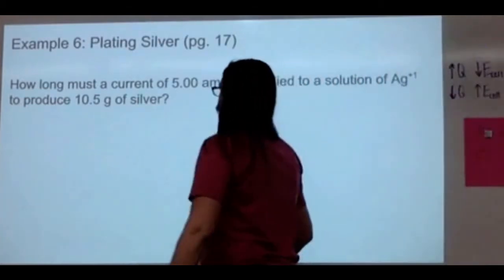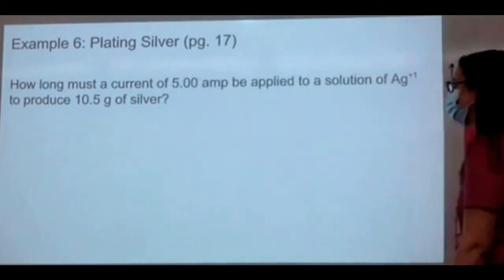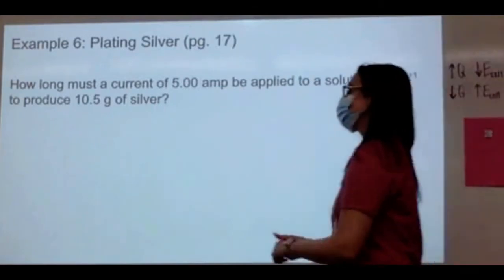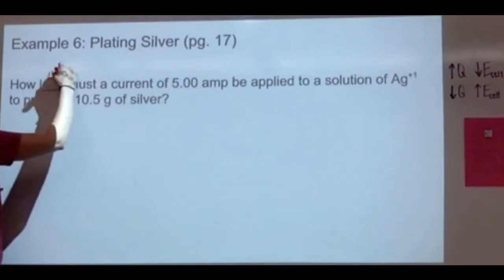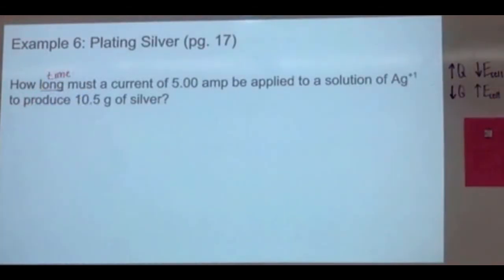So if we take a look at this, it says how long. So how long means I'm solving for time, and my answer should be in some unit of time. How long must a current of 5 amps be applied to a solution of Ag plus to produce 10.5 grams of silver? So when we have questions like this, and we see current, and we see mass, or we see time, you want to go through and label everything that you have.